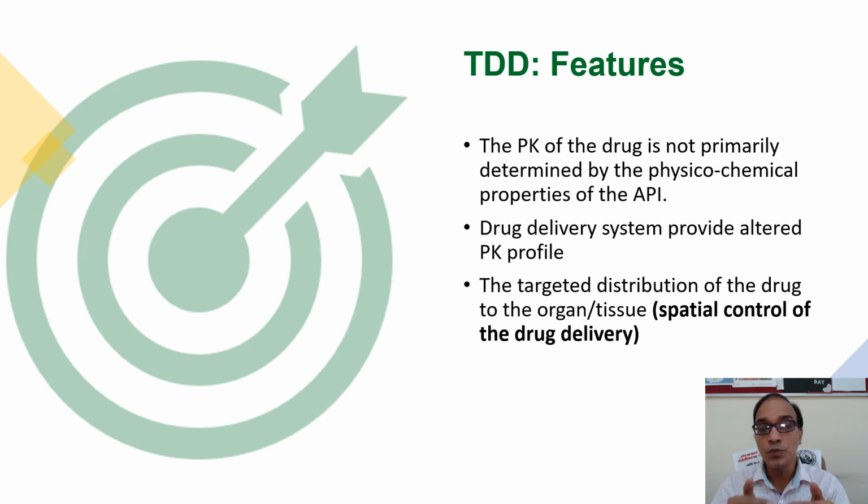The targeted distribution of the drug to the organ tissue is there, and it provides spatial control of the drug delivery. Remember, temporal control, second generation; spontaneous release, first generation; and third generation targeted drug delivery, spatial control. Remember this thing. From the exam point of view, these are the three utmost important things you have to address, and you must distinguish these generations on the basis of this control over the pharmacokinetic. Okay.